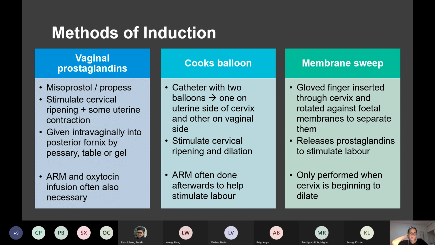But you can only perform it when the cervix is beginning to dilate. So if the cervix is 1 centimetre, you can do it. If the cervix is still not ripe, you can't do it yet.